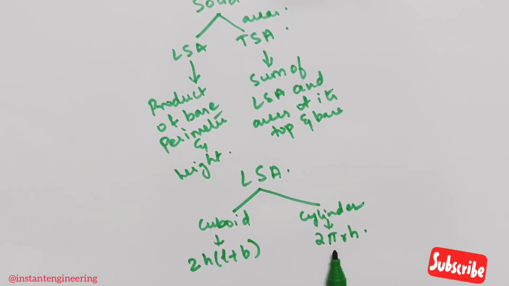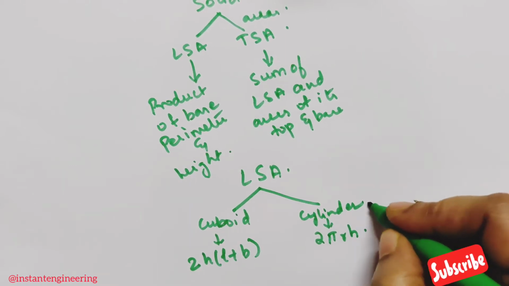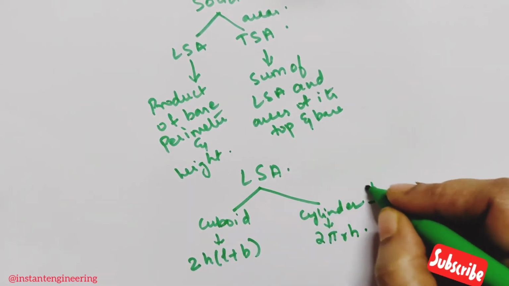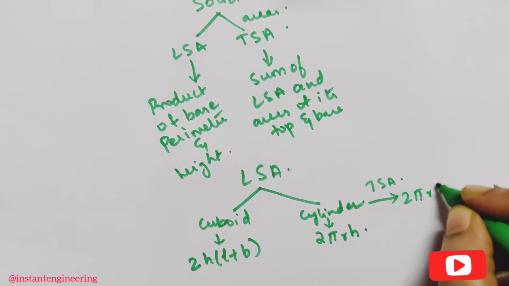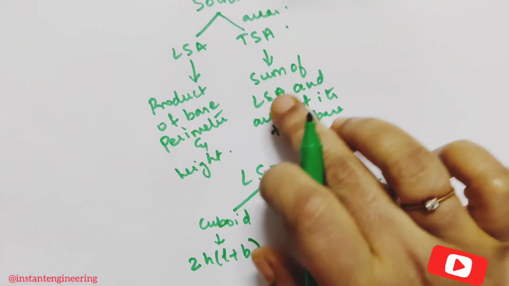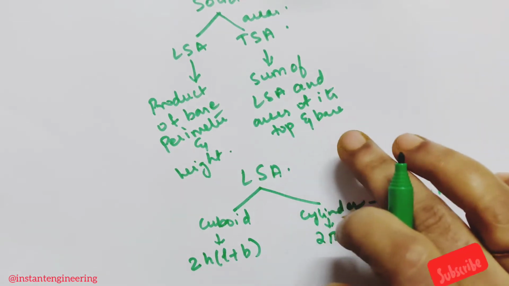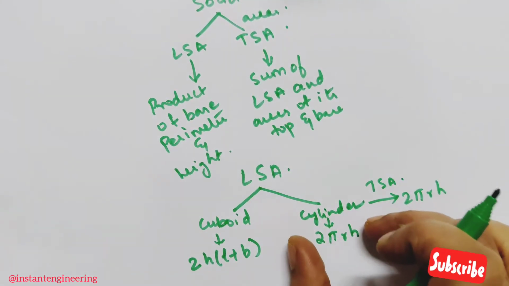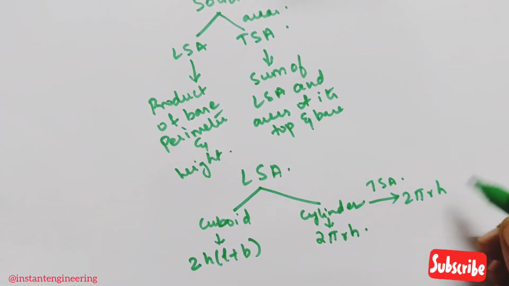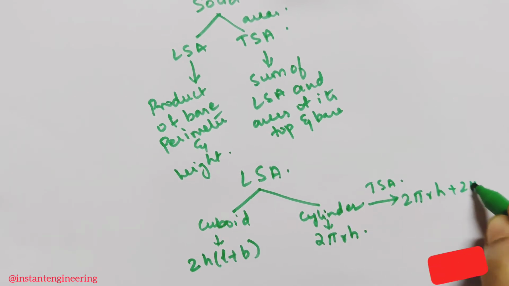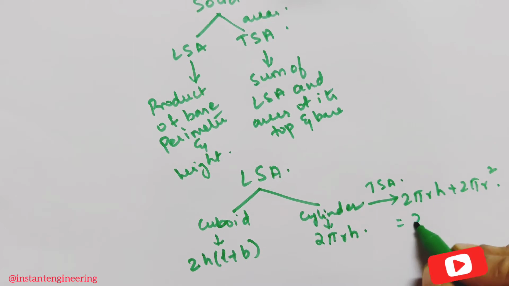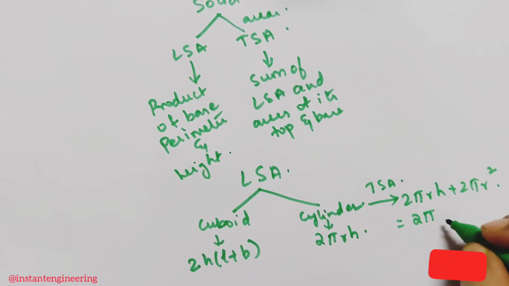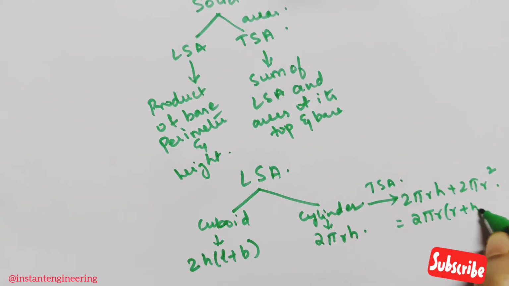Now we'll see TSA of the cylinder. This is the LSA, right? TSA of a cylinder: TSA means the sum of LSA and the area of its top and base. So the sum is LSA 2 pi r h plus 2 pi r square for a cylinder. If you take 2 pi r common, this will become 2 pi r into (r plus h).